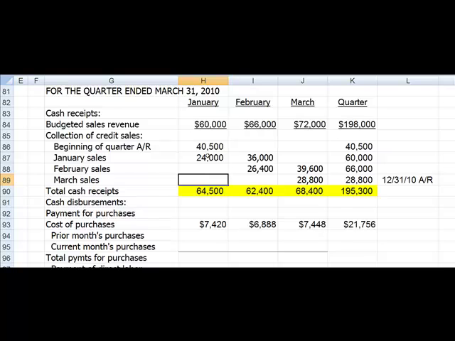Remember, this concept, this sort of stepped approach, is what's called a lagged receipt, where some is received in the month of the sale, some in the month after. And it can go out even 2 months after.